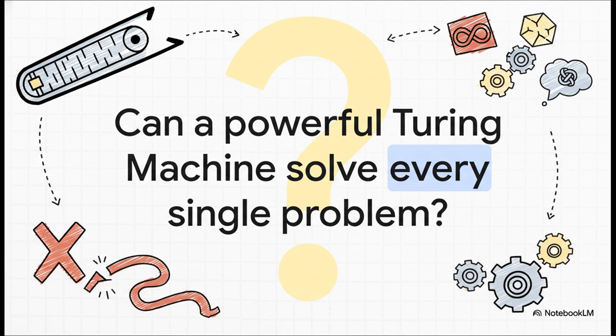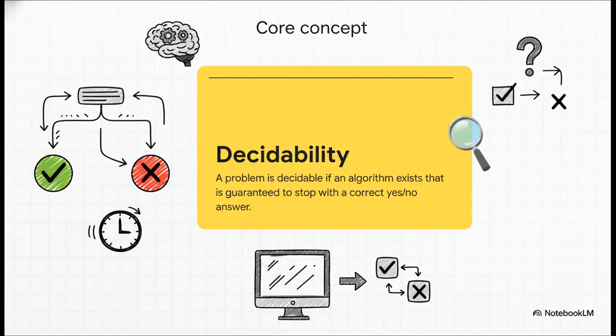And that brings us to the ultimate question. If a Turing machine can run any algorithm, does that mean it can solve any problem? Can we write an algorithm for literally every question we could ever think to ask? Well, the answer, which was proven all the way back in the 1930s, is a shocking, definitive no. This is where we have to talk about a concept called decidability.